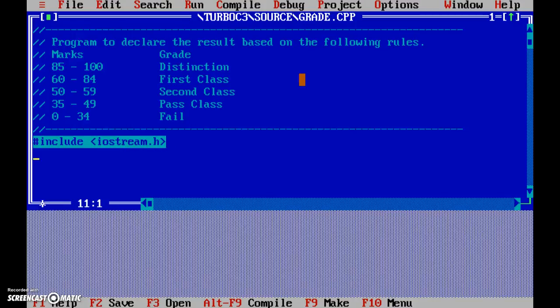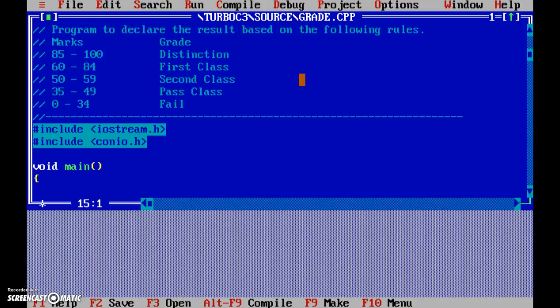iostream.h, hash include conio.h, then comes void main, and now we need to accept the marks. So int marks.